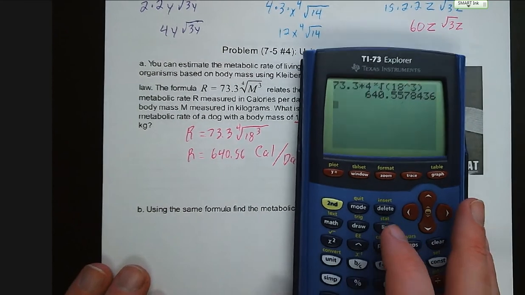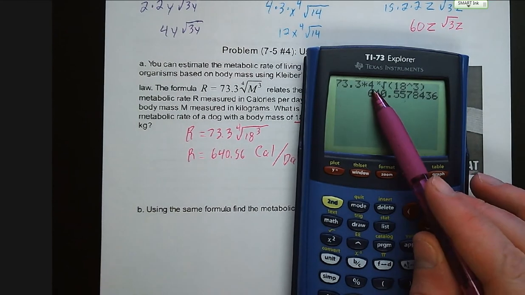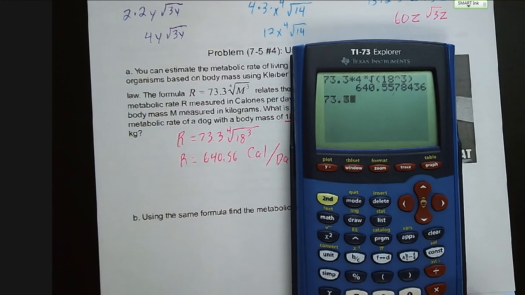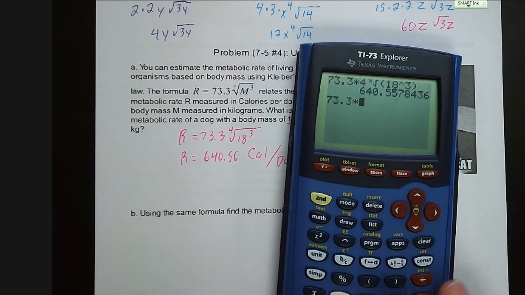Another way, I mean, it gets a little cumbersome with the fourth root and the radical and all that. Another way would be to use that rational form where you use it as an exponent, and you type in 73.3 times 18 to the, in parentheses, 3/4 power. Get the exact same answer. So two different ways of doing it, whatever is your preference.